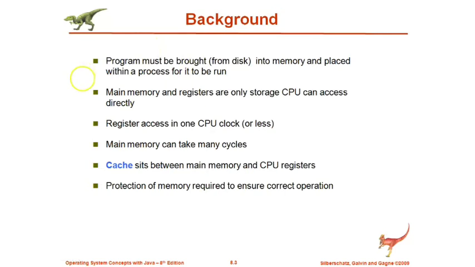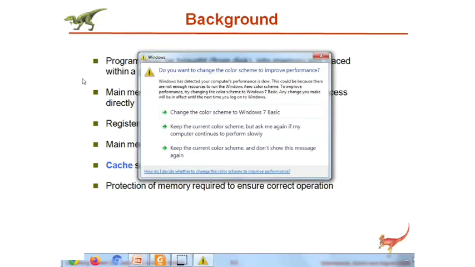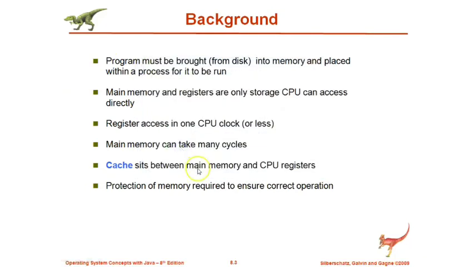So the registers are accessed in one CPU clock, whereas the main memory can take many cycles. So in between the main memory and CPU registers, we have again a separate fast memory, that is nothing but a cache memory. This is to speed up the operations, and the protection of memory is required to ensure the correct operation.